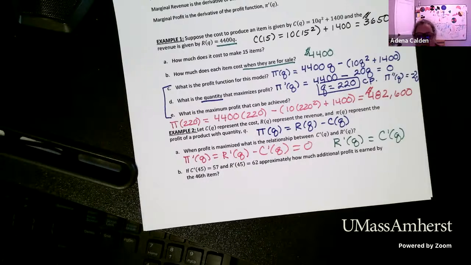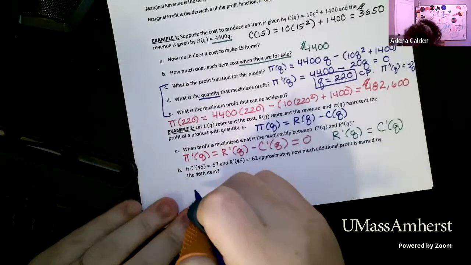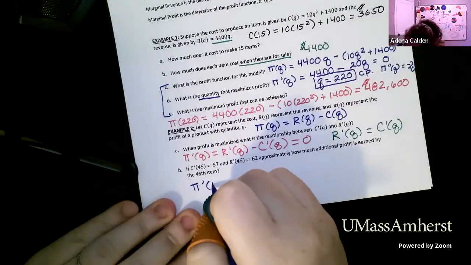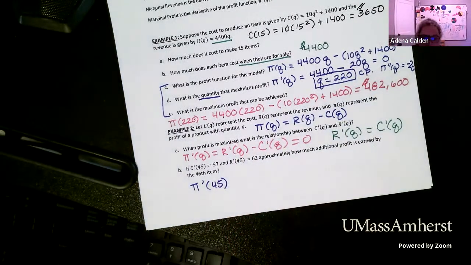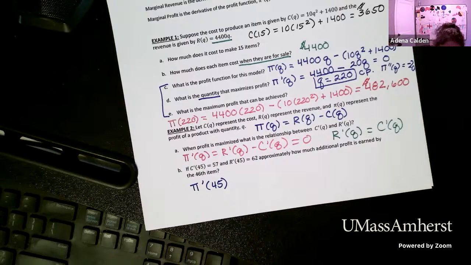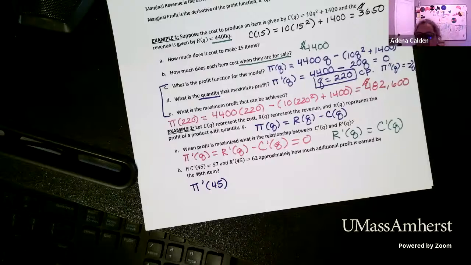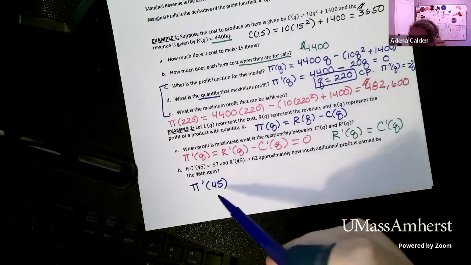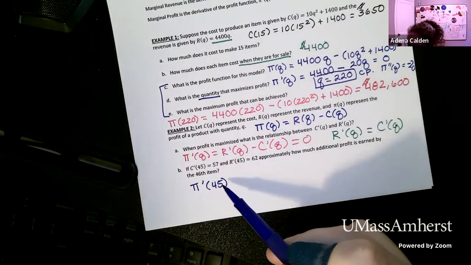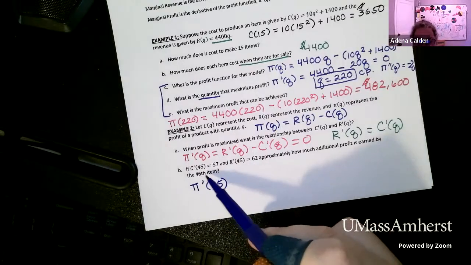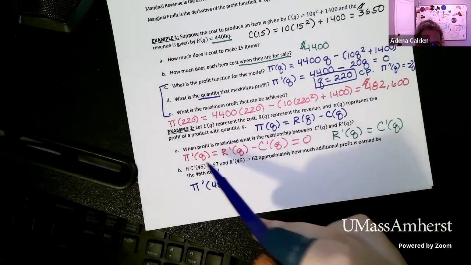Okay. For part B, we have if C prime of 45 equals 57 and R prime of 45 equals 62, approximately how much additional profit is earned by the 46th item? So for the 46th item, we are talking about the marginal profit at 45. Now, why is it at 45? Because remember that the marginal anything, marginal profit, marginal revenue, marginal cost, is the additional profit to produce one more item. So when we talk about the marginal profit, we're talking about the additional profit going from 45 to 46, which is the same as the profit earned by the 46th item.